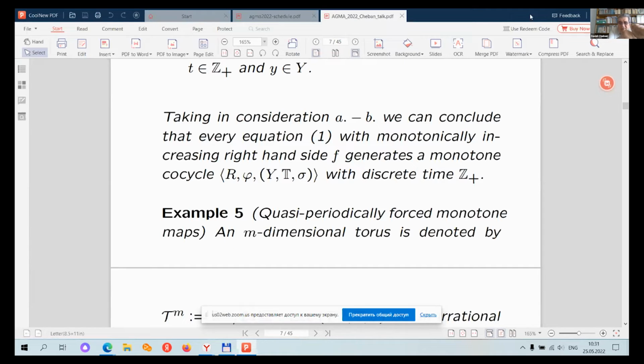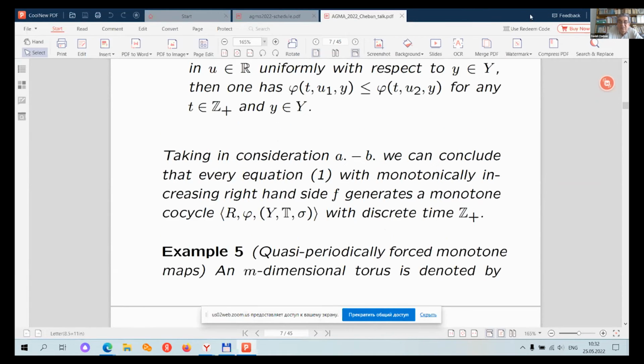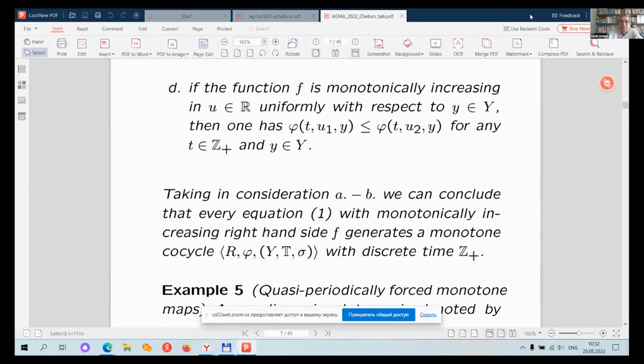A, the base space or driving system defined on the base space capital Y. Here t, time, is discrete, and motion sigma. This object is a one-dimensional cocycle, which is monotone with discrete time Z plus.